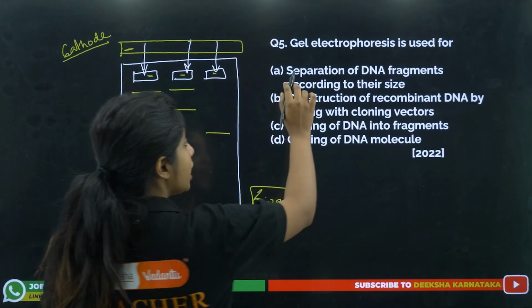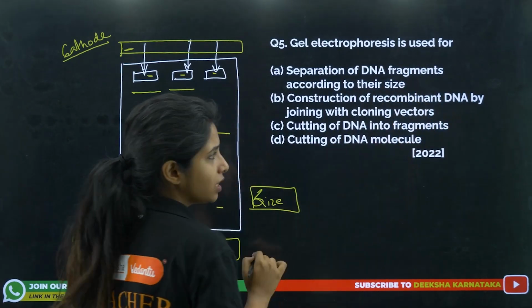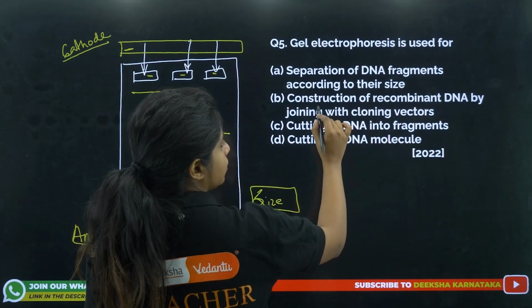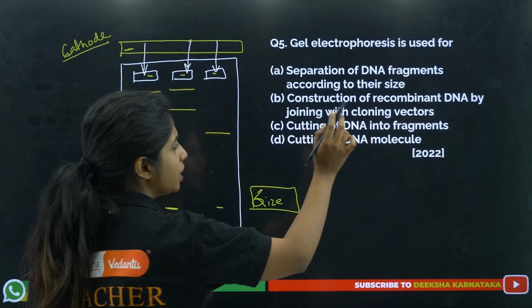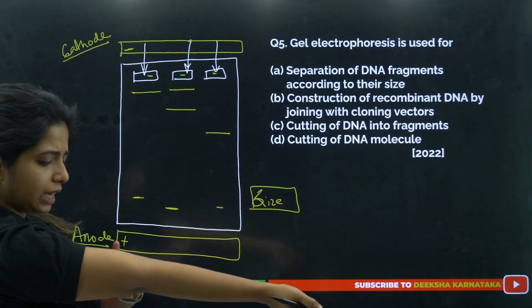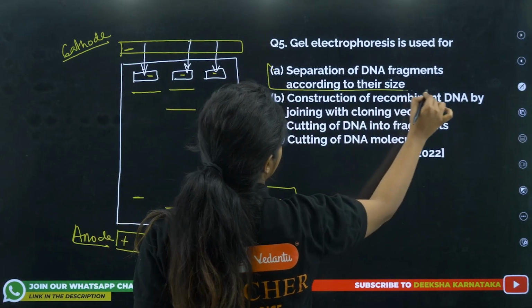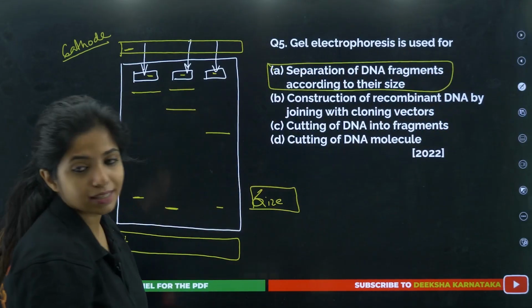So gel electrophoresis is used for separation of DNA fragments according to the size. Is it correct? Yes. But let's read the other options. Construction of recombinant DNA by joining with cloning vectors? No. Cutting of DNA into fragments? No. Cutting of DNA molecule? No, children. It will be the separation of DNA according to its size.